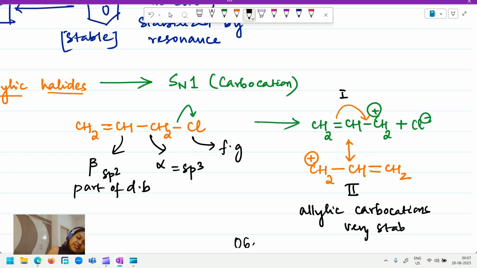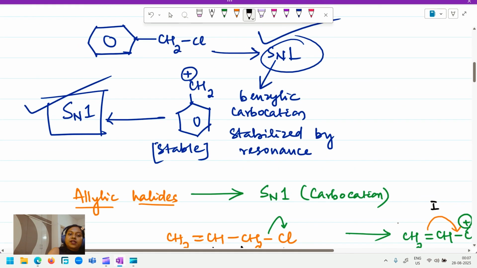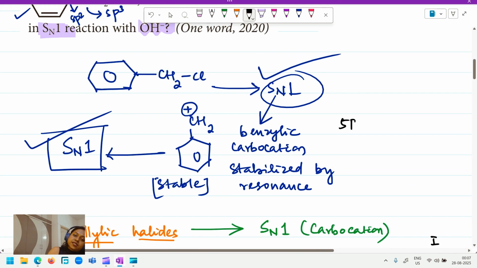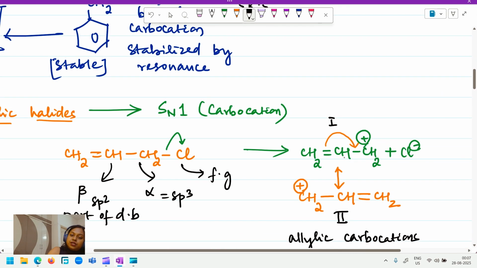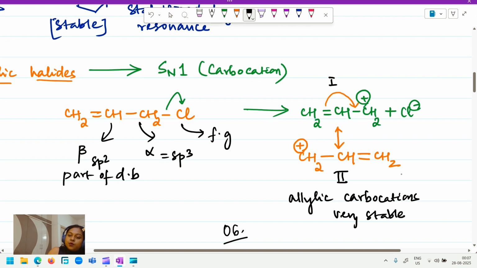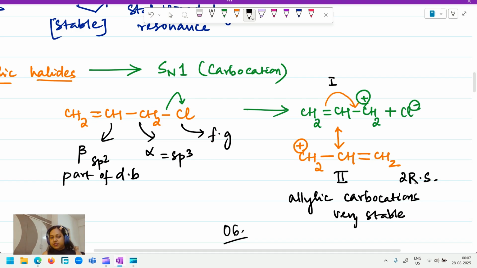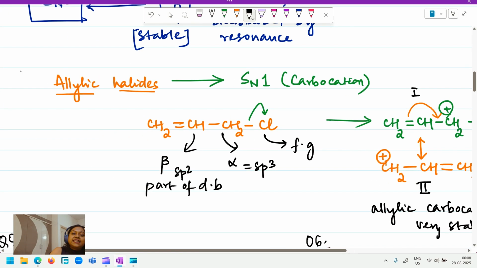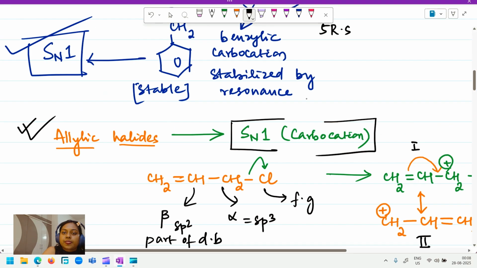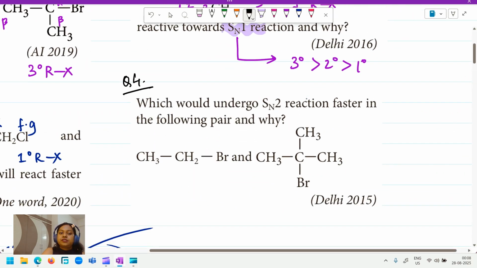Not as stable as a benzylic carbocation though, because a benzylic carbocation would have 5 resonating structures. Here you would have just 2 resonating structures. So still quite stable compared to the normal aliphatic ones or the normal alkyl halides. So that also makes allylic halides super prone to the SN1 mechanism where a carbocation gets produced. All good? Okay, now we'll just do one more question if time permits.